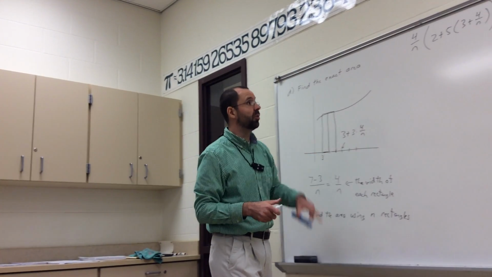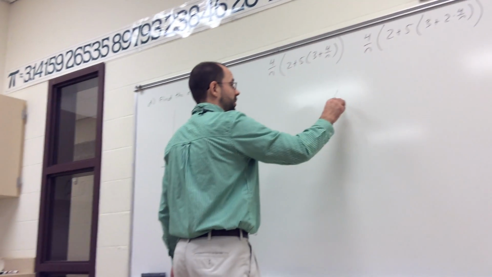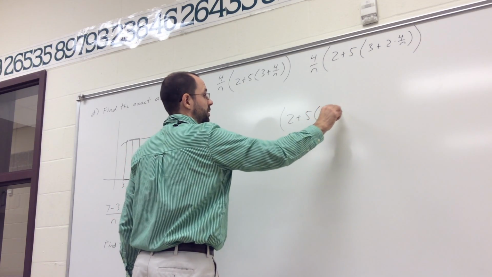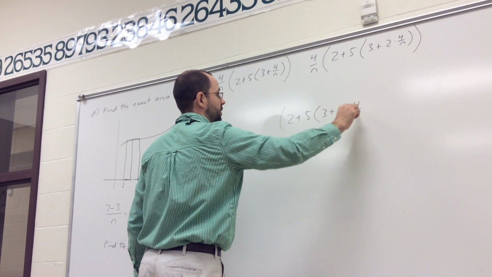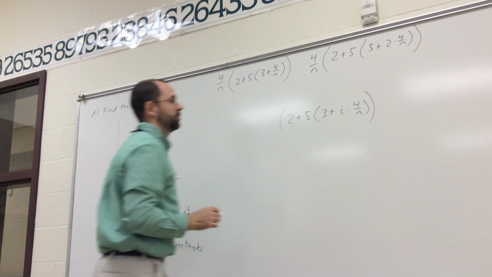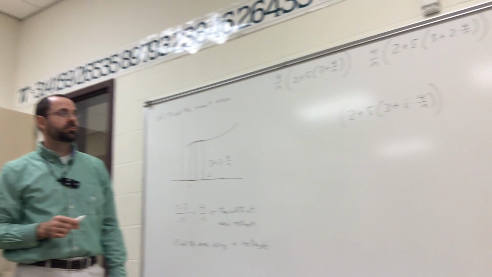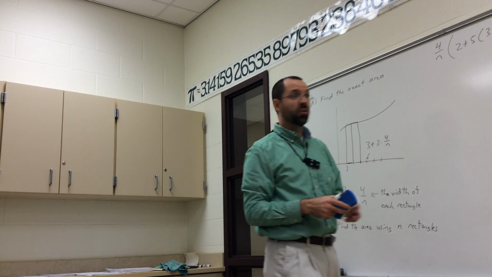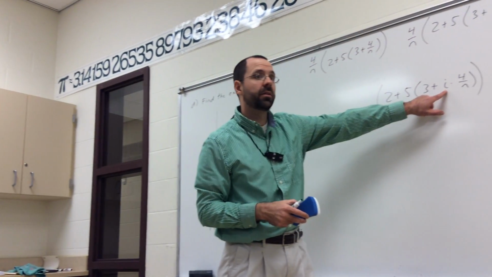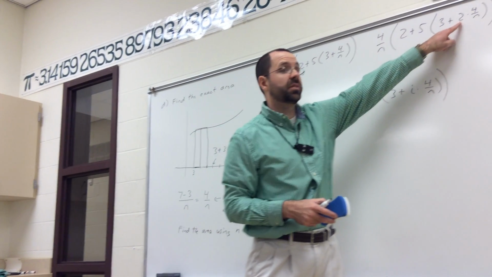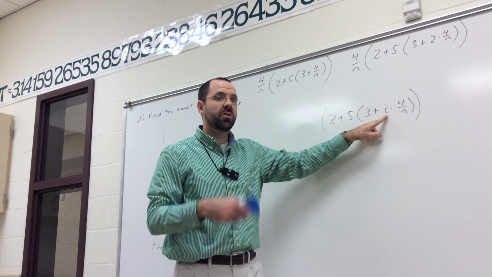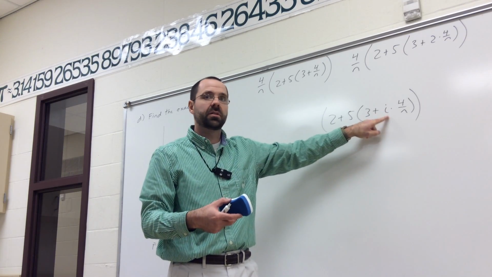Okay, so in general, the height is going to look like this. So for the first rectangle, that was a 1. For the second rectangle, that was a 2. For the third rectangle, it'll be a 3. For the fourth one, fifth one, etc.